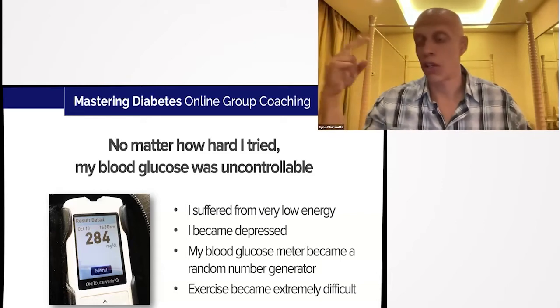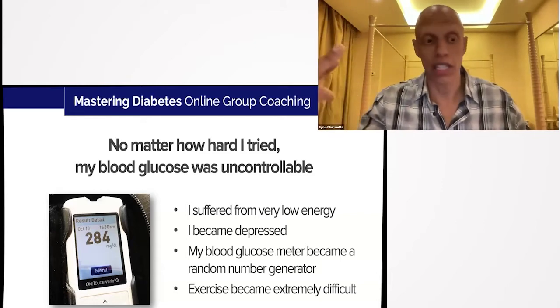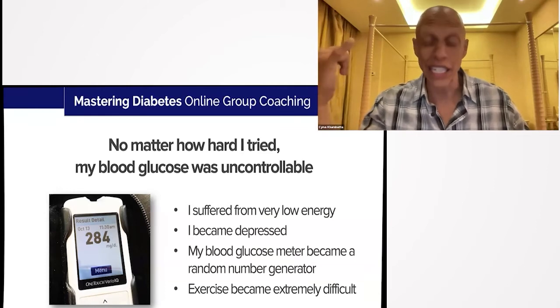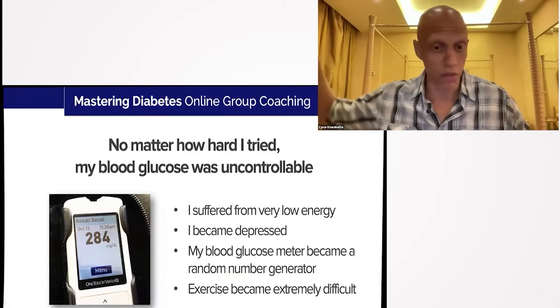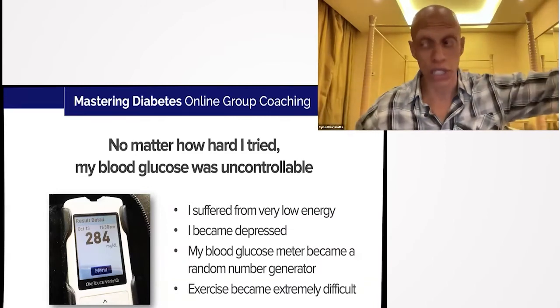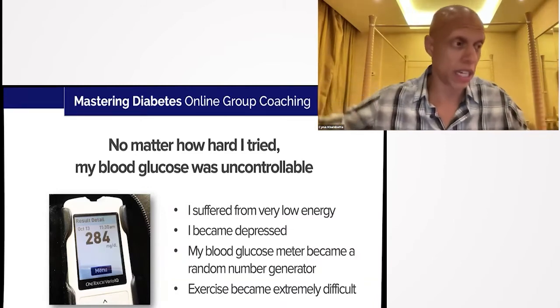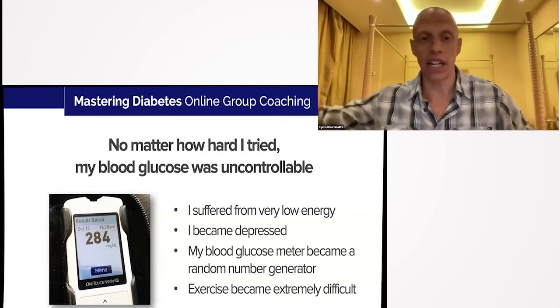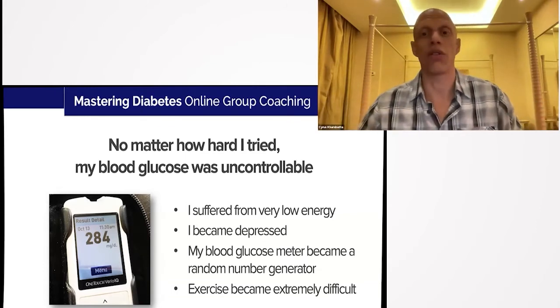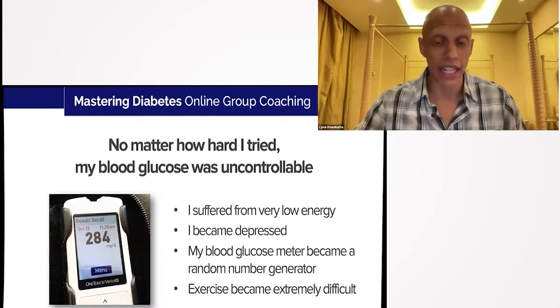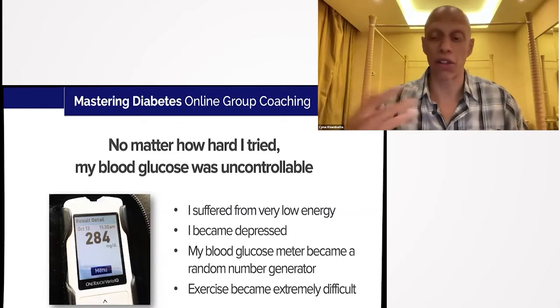And it felt like no matter what I did, no matter how much I exercised, no matter how low carbohydrate my diet was, no matter how much I kept my stress level low, no matter how much alcohol I didn't drink, my blood glucose was this ping pong, moving all over the place. It was a 284 today, and then a 312 the next day, and then 162, and then an 82. And it felt like I just had no control.